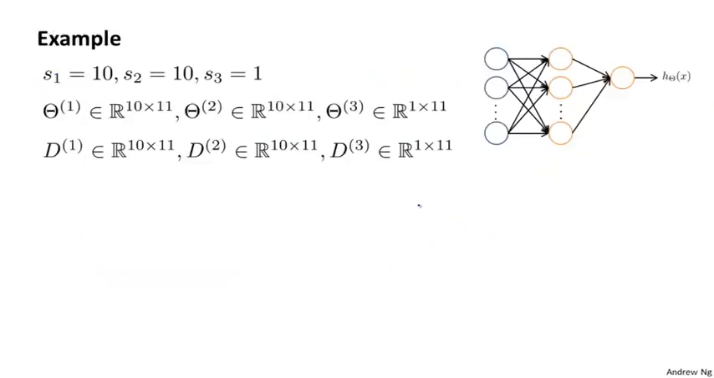Concretely, let's say we have a neural network with one input layer with 10 units, a hidden layer with 10 units, and one output layer with just 1 unit. So S1 is the number of units in layer 1, S2 is the number of units in layer 2, and S3 is the number of units in layer 3. In this case, the dimensions of your matrices theta and D are going to be given by these expressions. So for example, theta 1 is going to be a 10 by 11 matrix, and so on.